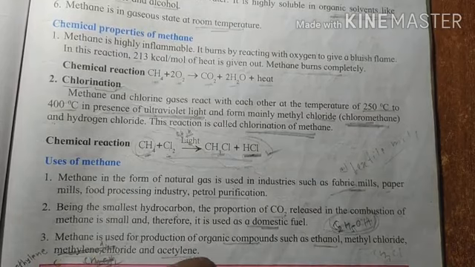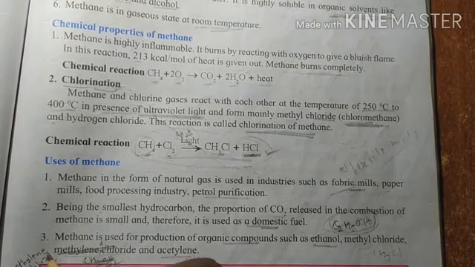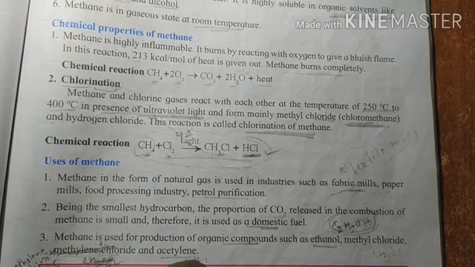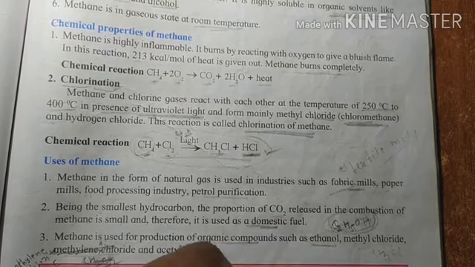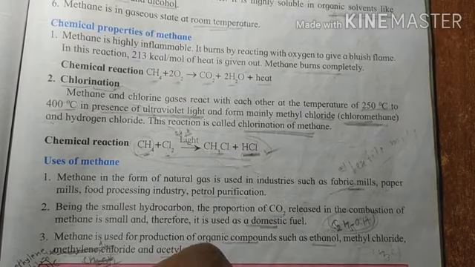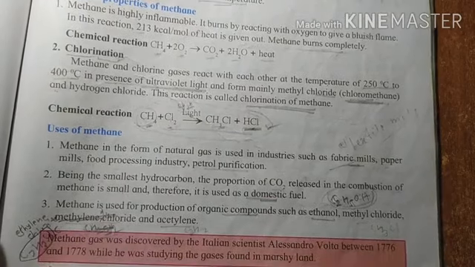Ethylene chloride. That is C2H3Cl. Okay? C2H3Cl.